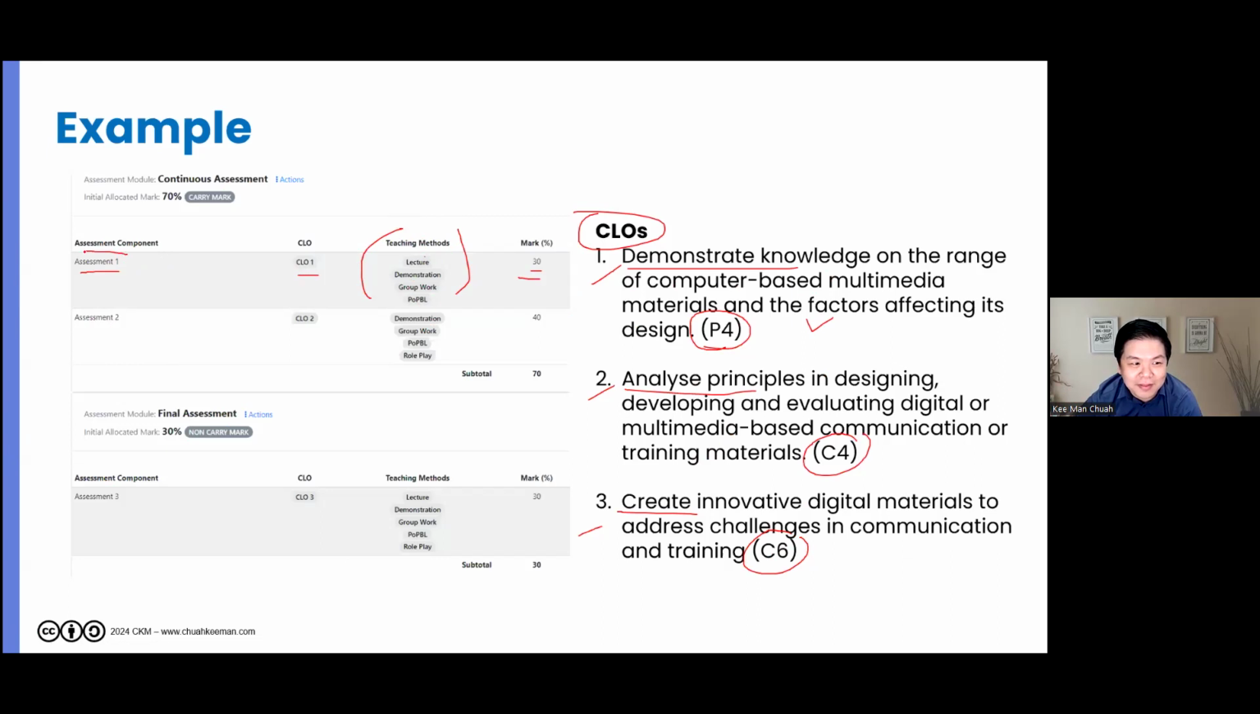We do one first. Just do one to see how fast you can. Imagine you are now the instructor of the course, right? Instructor of the course, this one. This is your LO1 because it matched to LO1, right?